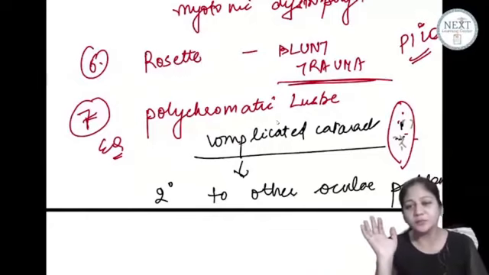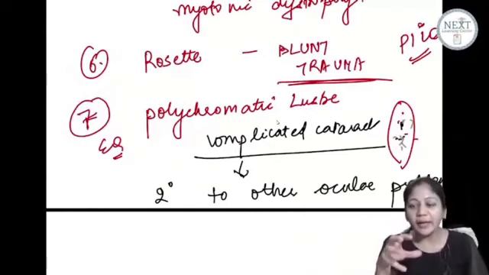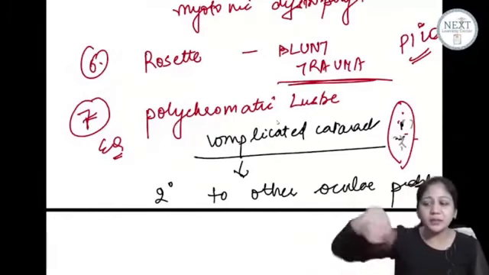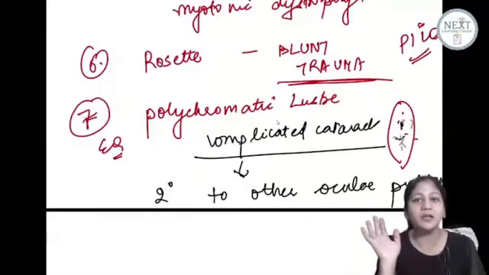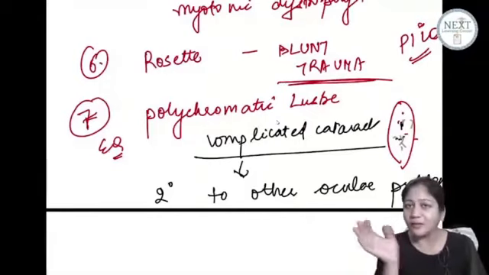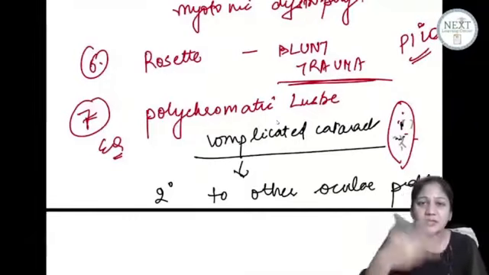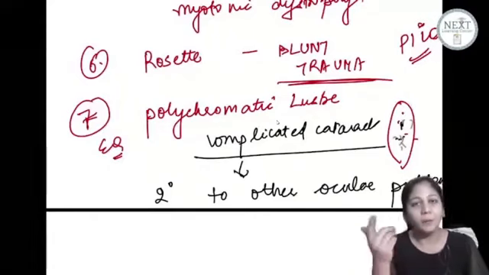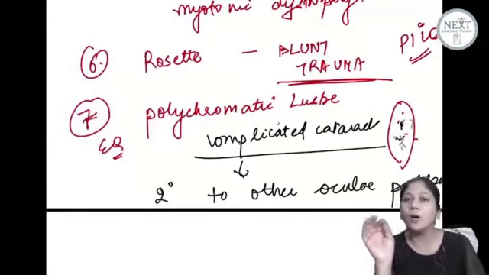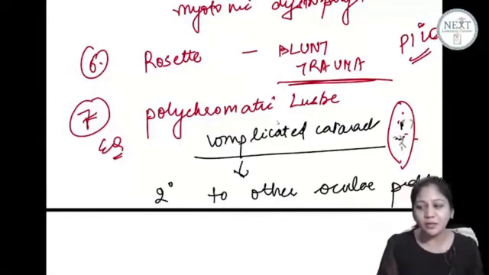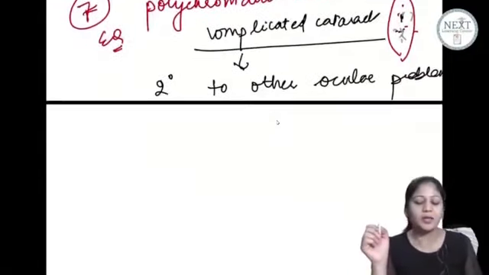Now you understood? So a cataract which has developed because of some other problem in the eye, not in the body. Diabetic cataract is not a complicated cataract. Snowflake cataract is not a complicated cataract. It's because of a systemic problem, diabetes. But a cataract which is because of an ocular cause is a complicated cataract. What do you see in complicated cataract? You see a polychromatic lustre.